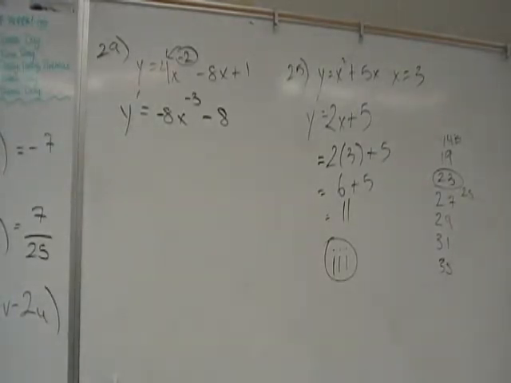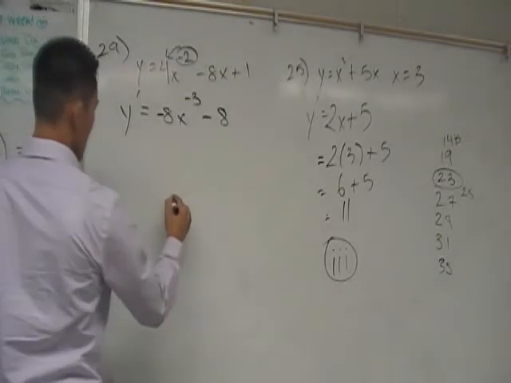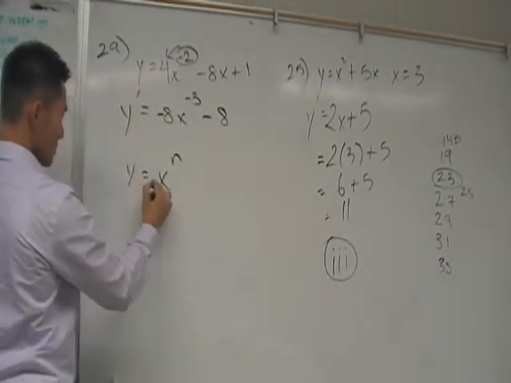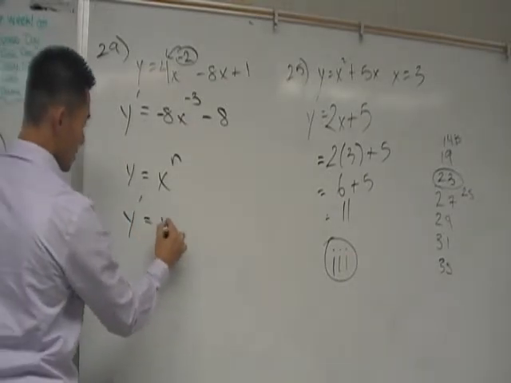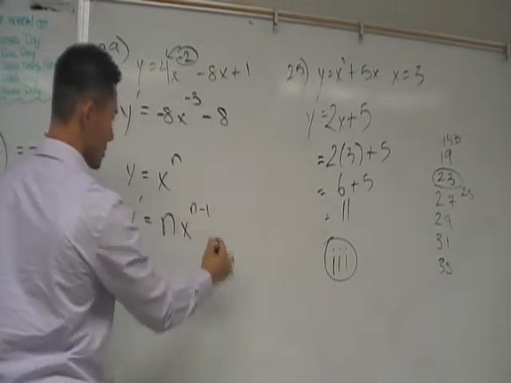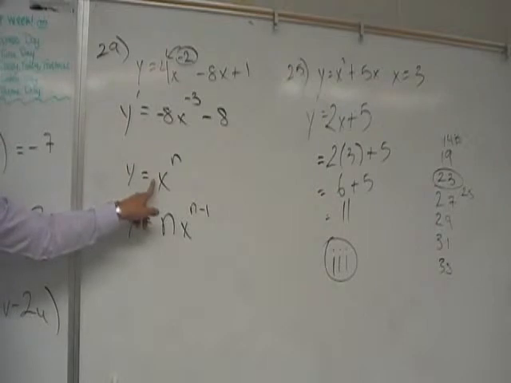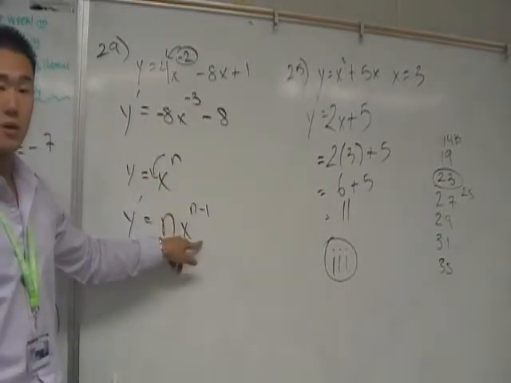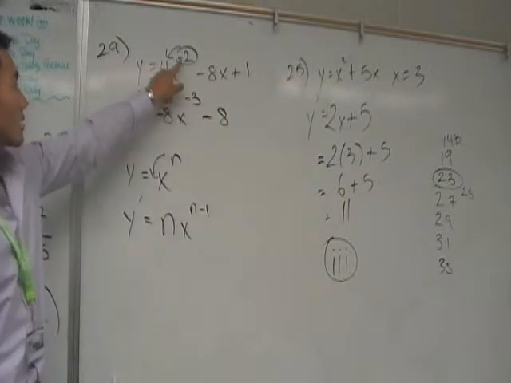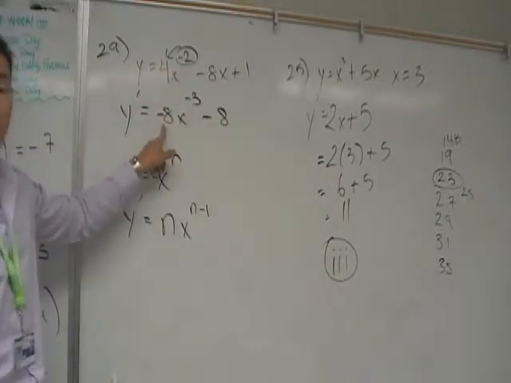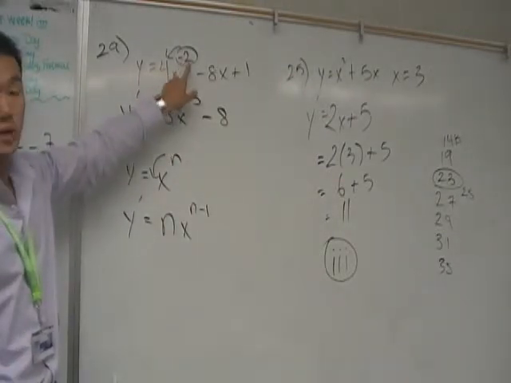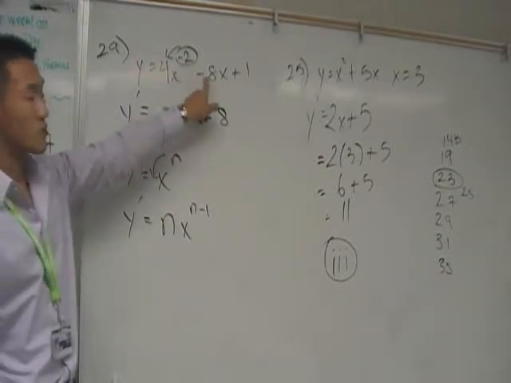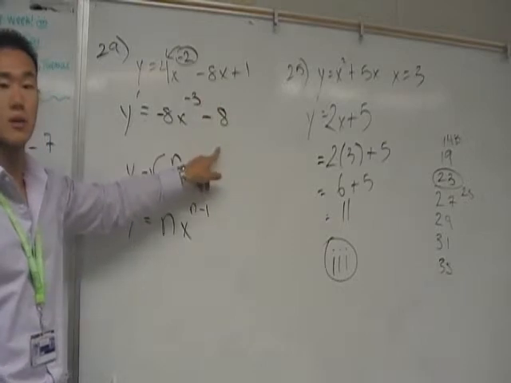Can you explain that? Yeah, so the power rule is that we bring the power down, and then we subtract 1 from that. So 4 times negative 2 is negative 8. And when we subtract 1 from negative 2, you get negative 3. And then the derivative of negative 8x is just negative 8.